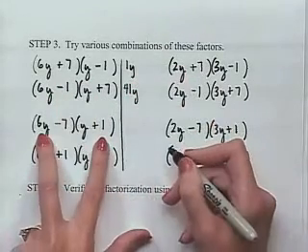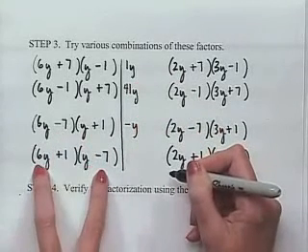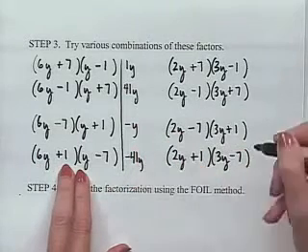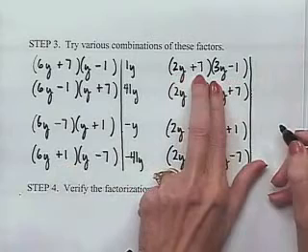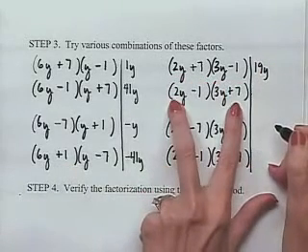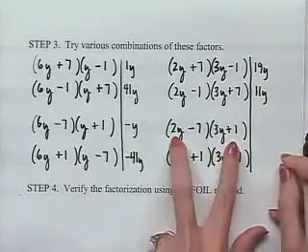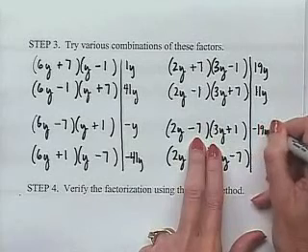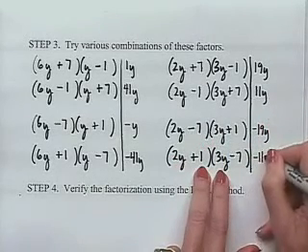We have a positive 6y minus 7y, which would be a negative y. We have a negative 42y plus 1y, which would be negative 41y. In our next grouping, we have negative 2y plus 21y, which would be 19y. We have 14y minus 3y, which would be 11y. We have positive 2y minus 21y, which would be negative 19y. And we have negative 14y plus 3y, which would be a negative 11y.